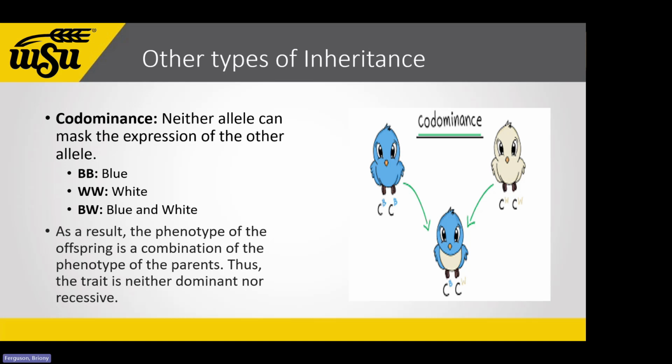If we go back to this flower analogy for codominance, the flower, instead of being pink for the offspring, would end up being white with red splotches or polka dots or streaks, or vice versa, and it'd be red with white polka dots and splotches and streaks.